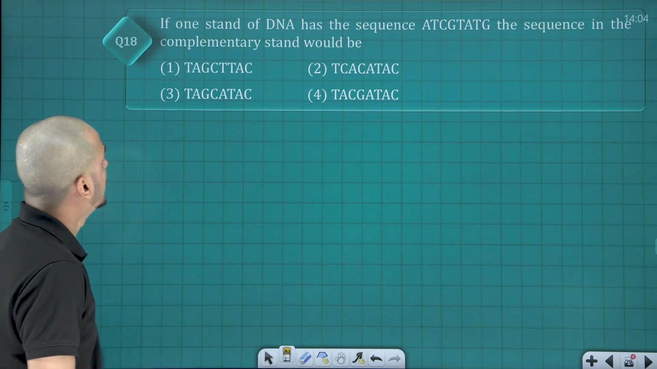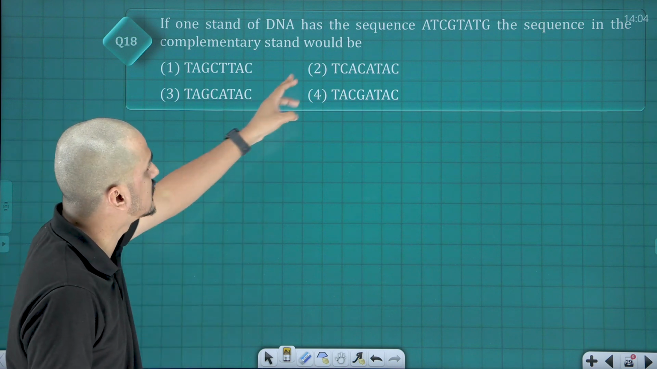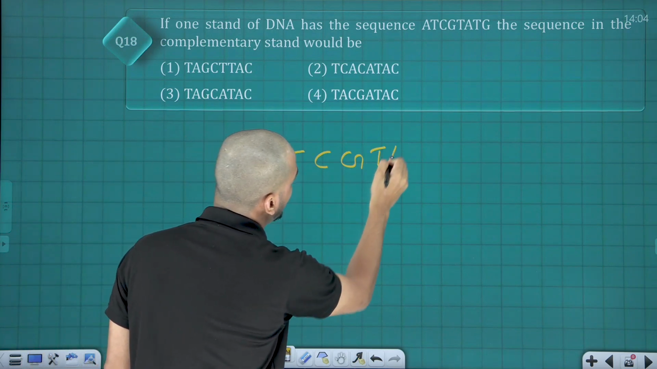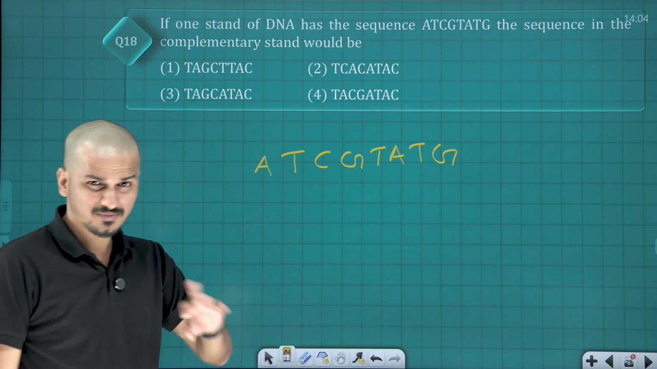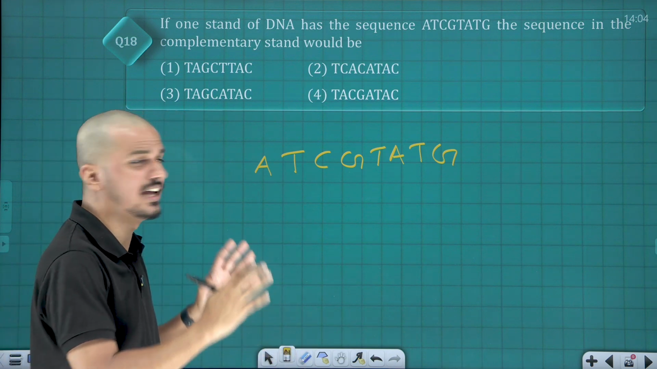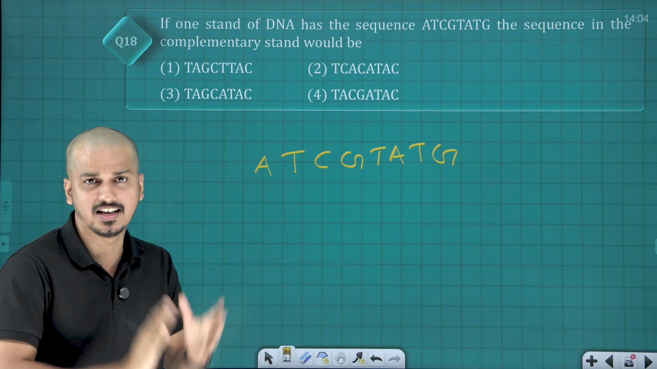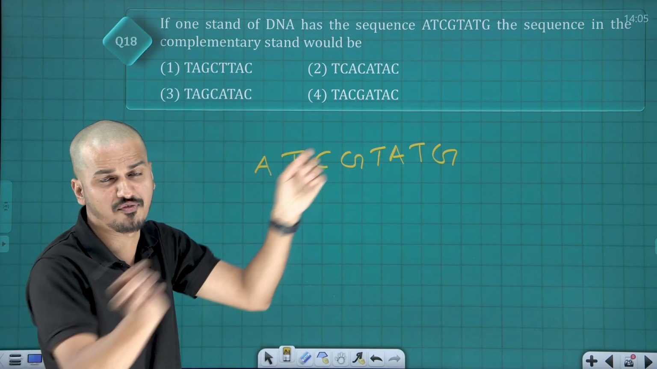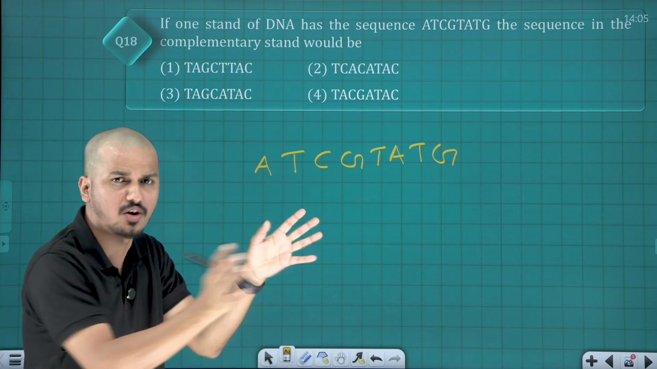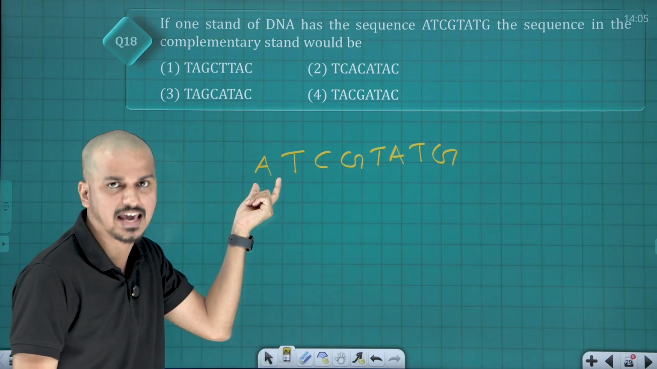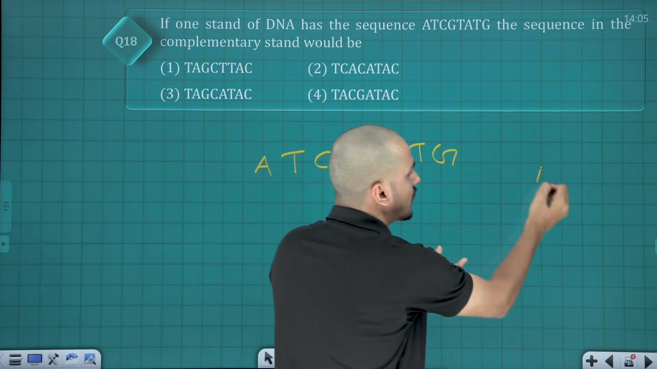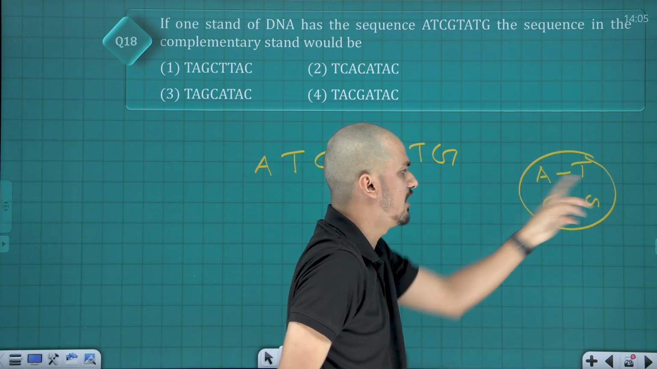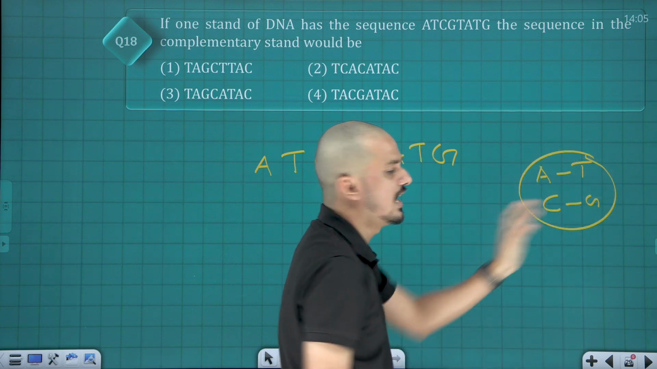What about the next question? If one strand of DNA has the sequence, they have given one sequence: A, T, C, G, T, A, T, G. You know, in DNA a double stranded helix is formed. So they are asking about the sequence in the complementary strand. You know that idea, how they are holding, everything you know. So the complementary for adenine is thymine. Cytosine's complementary is what? Guanine. Okay, AT and CG or GC.